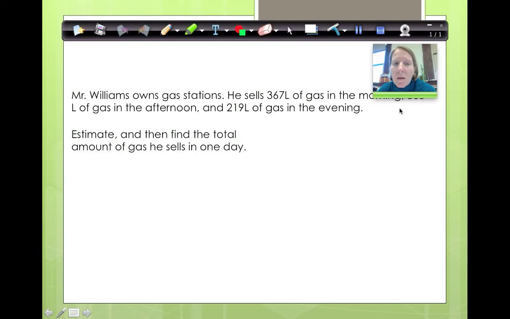Okay, so Mr. Williams owns gas stations. He sells 367 liters of gas in the morning, that says morning, and 300 liters of gas in the afternoon. I'm going to put liters over here. And 219 liters in the evening. Okay. Estimate and then find the total amount of gas he sells in one day. Okay, so we're going to estimate, let's see.